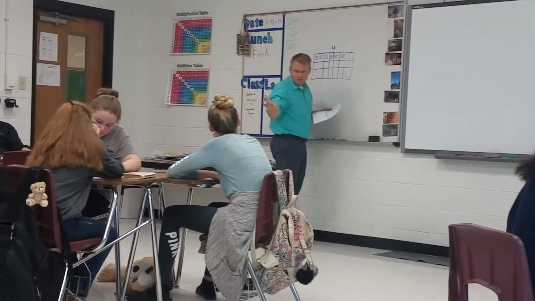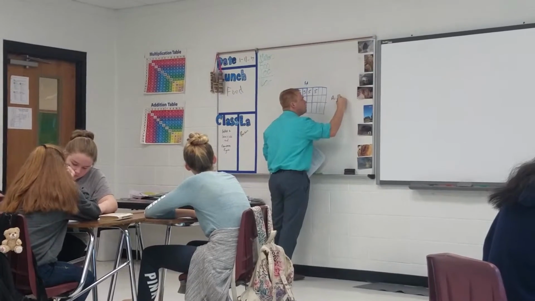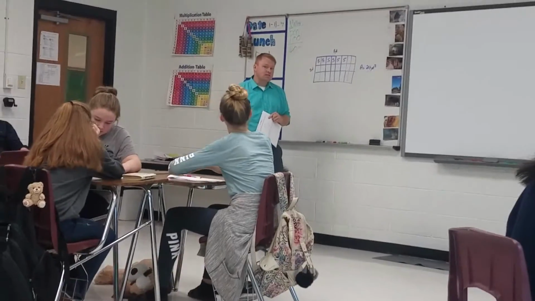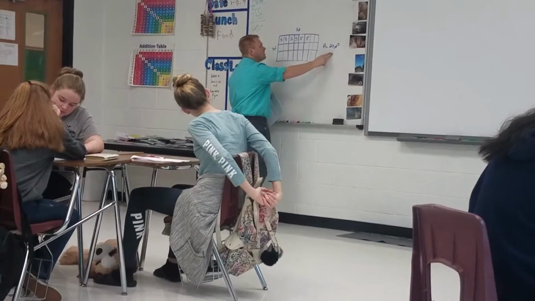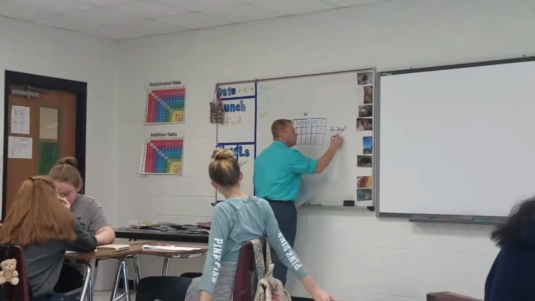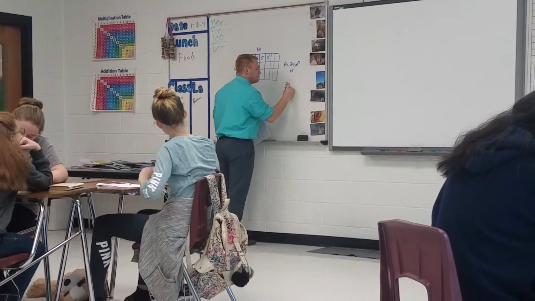8 times 3 is? 24. Very good. So we know the area of the house is going to be 24 yards squared, right? But to know the cost, we would multiply that by how much each square unit costs. Okay, so multiplied by 5. What's 24 times 5?